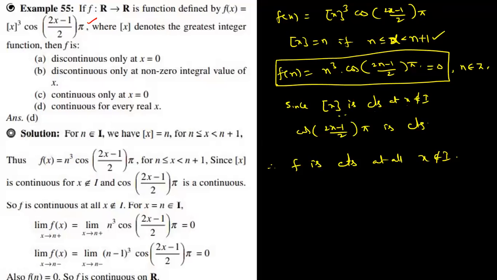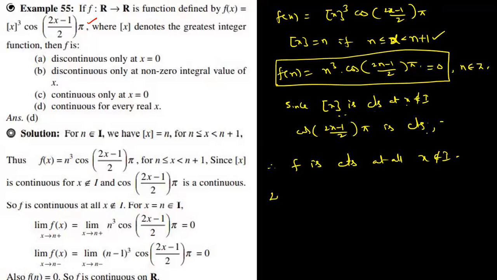The integral part of x is continuous. Cos pi is continuous. Okay, now be careful. Therefore, f is continuous where x is not an integer. Is that clear? This is the conclusion.